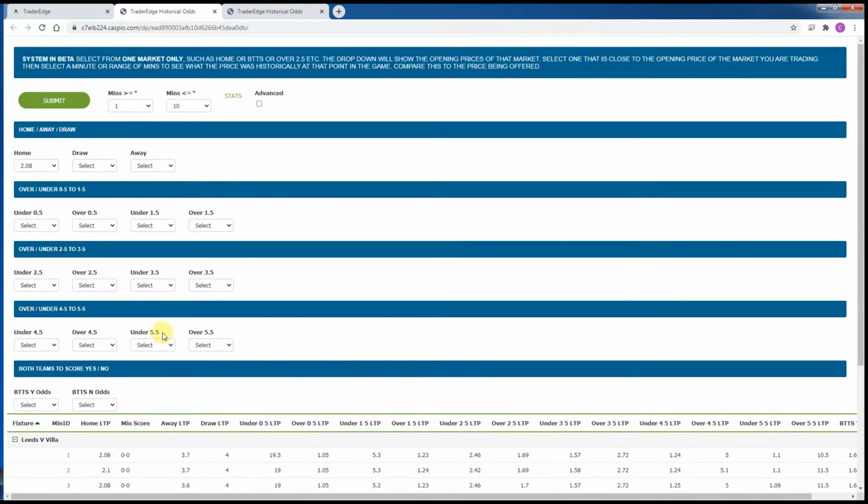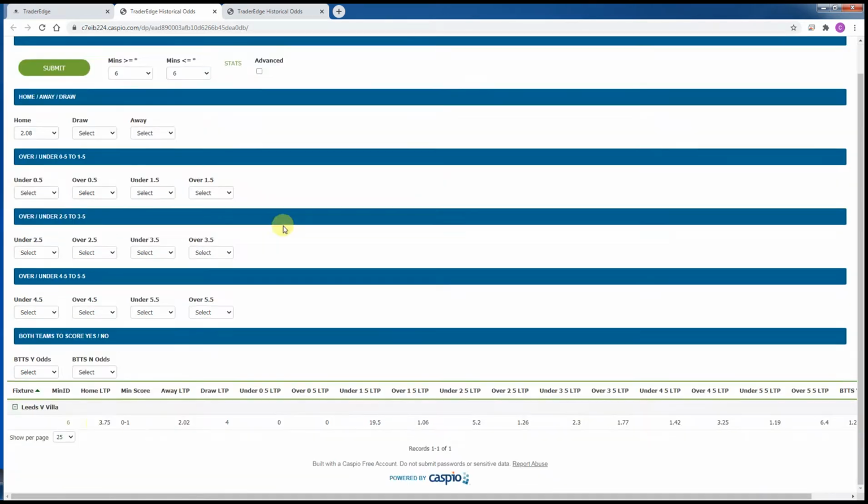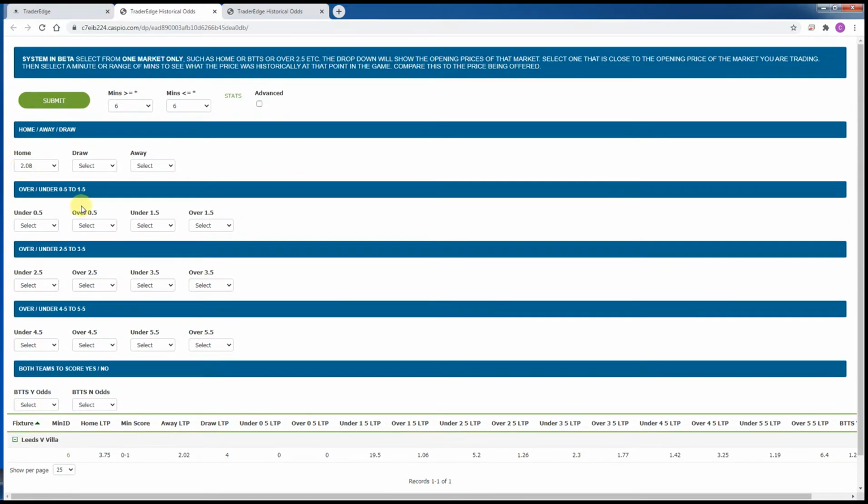We could also just look at just a single minute of the game. So minute number 6 for that same market. So we're looking at the home market here. That's what's triggered it. But obviously the home market there is 3.75 in minute 6 of this match. But you can also view all the other markets as well in minute 6.